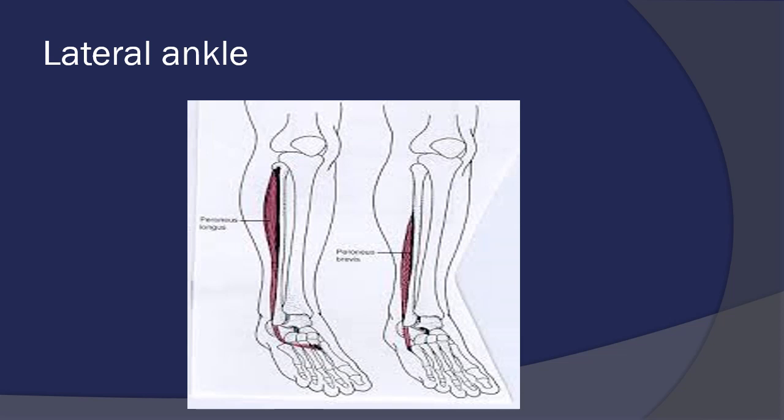Moving on to the examination of the lateral ankle, there are two tendons, which are the peroneus longus, which inserts into the medial cuneiform and the base of the first metatarsal bone, and the peroneus brevis, which inserts into the base of the fifth metatarsal bone.